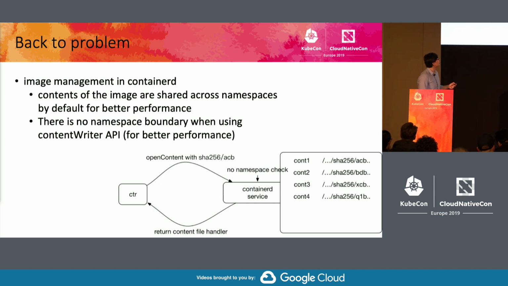On the client end, when going to fetch that content, CTR will go to the containerd service to open a content handler with the digest. And then containerd will seek that content with the digest globally to check if the content already exists. Remember, there is only one copy of all the identical contents. So it is very likely there is no namespace boundary check. And we believe this is, of course, designed for better performance.